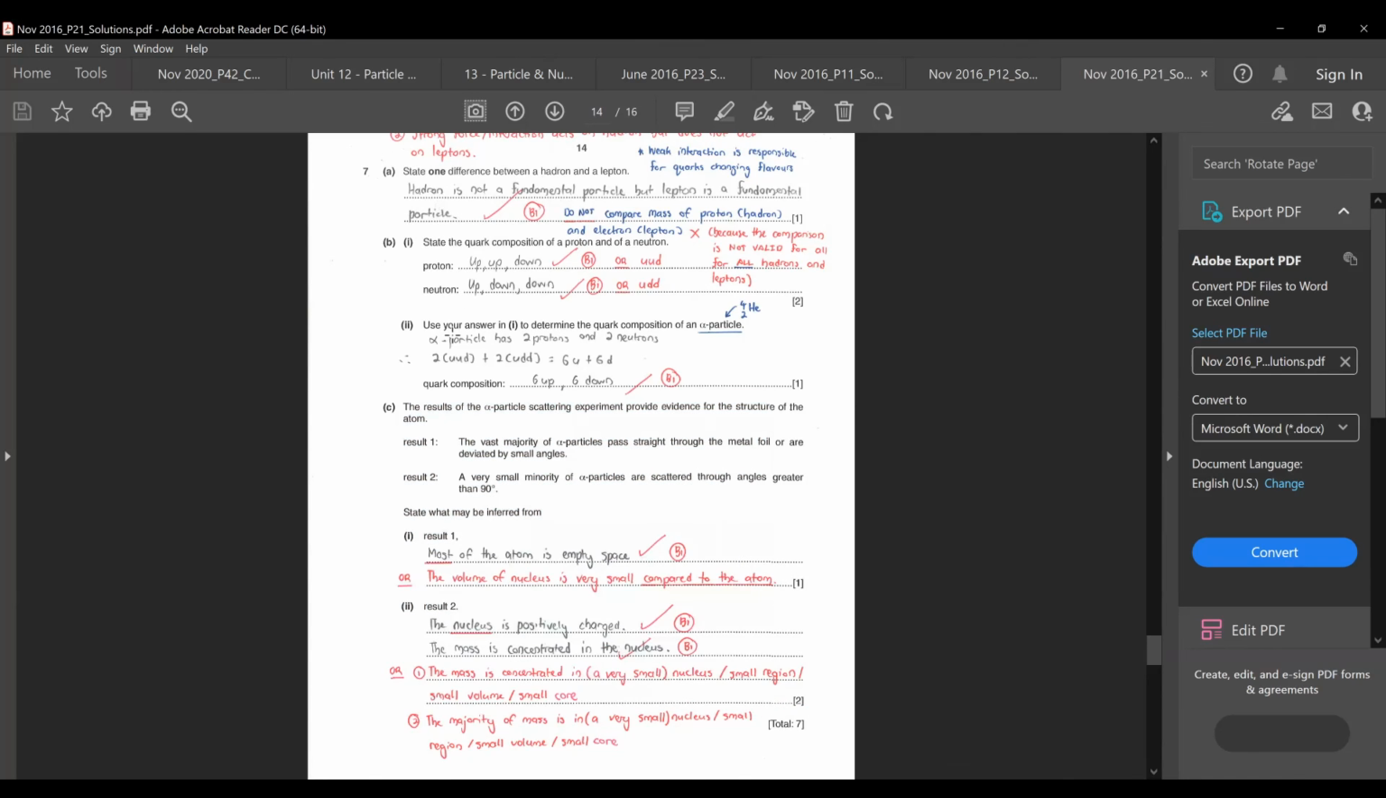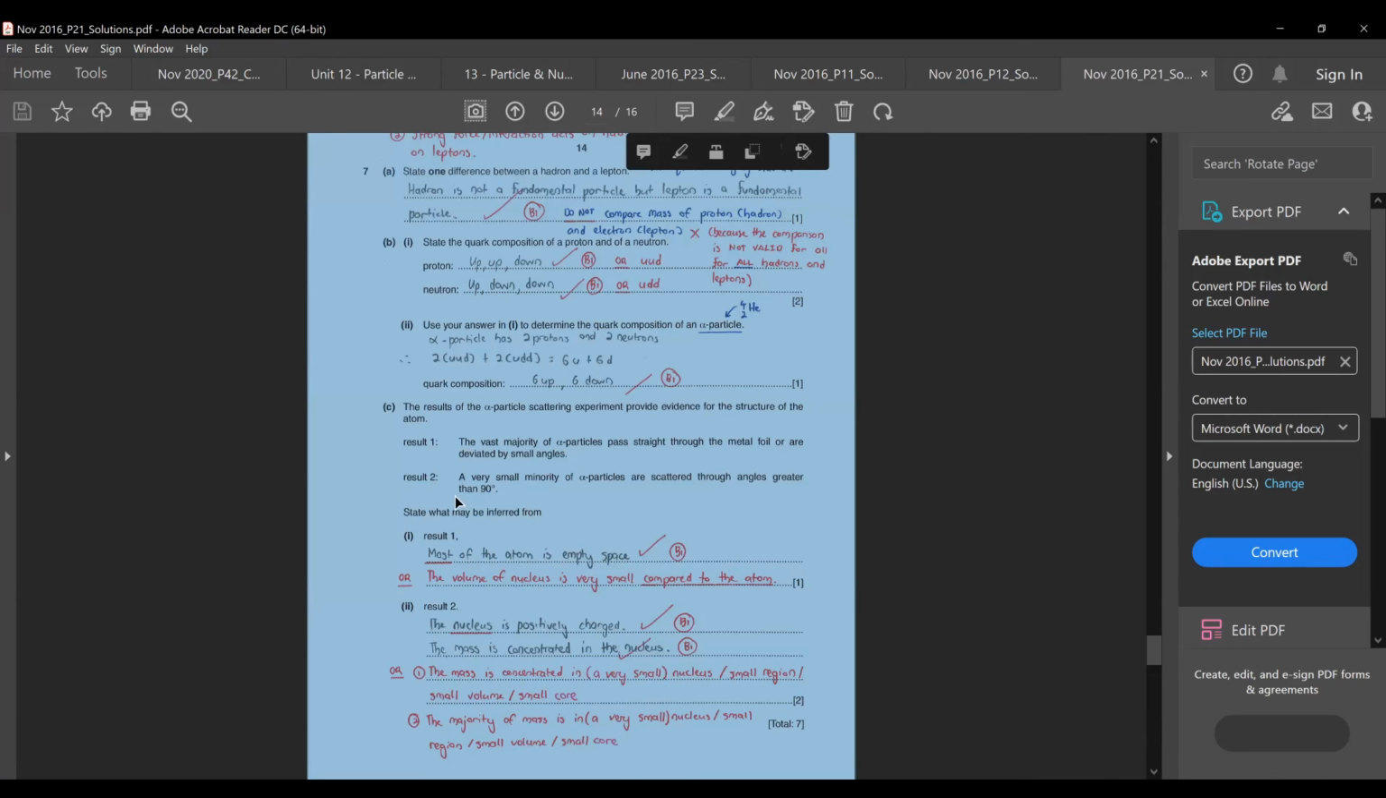For part A and part B, I think you have no problem. For part C, the results of the alpha particle scattering experiment provide evidence for the structure of the atom. What may be inferred from result 1, what may be inferred from result 2. If you see that the vast majority of alpha particles pass straight through or are deviated by small angles, you can just say that most of the atom is empty space, following what I wrote in the first page of your notes.